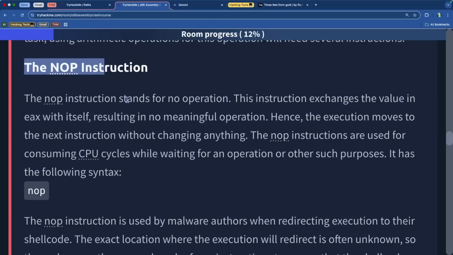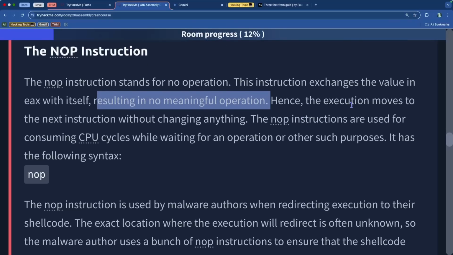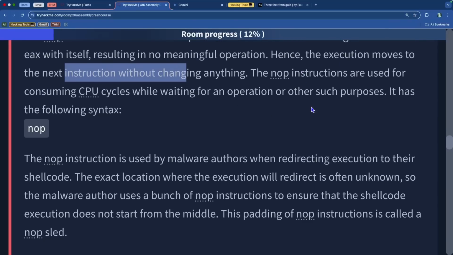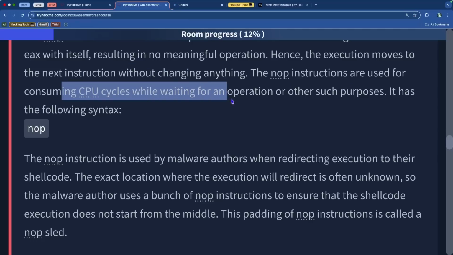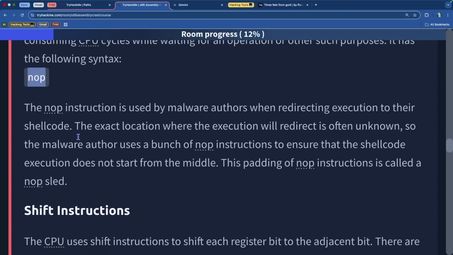The NOP instruction stands for no operation, and this exchanges the value in EAX with itself, resulting in no meaningful operation. Hence, the execution moves to the next instruction without changing anything. These are used for consuming CPU cycles while waiting for an operation or other such purposes. It has the particular syntax right here. You just say NOP literally.